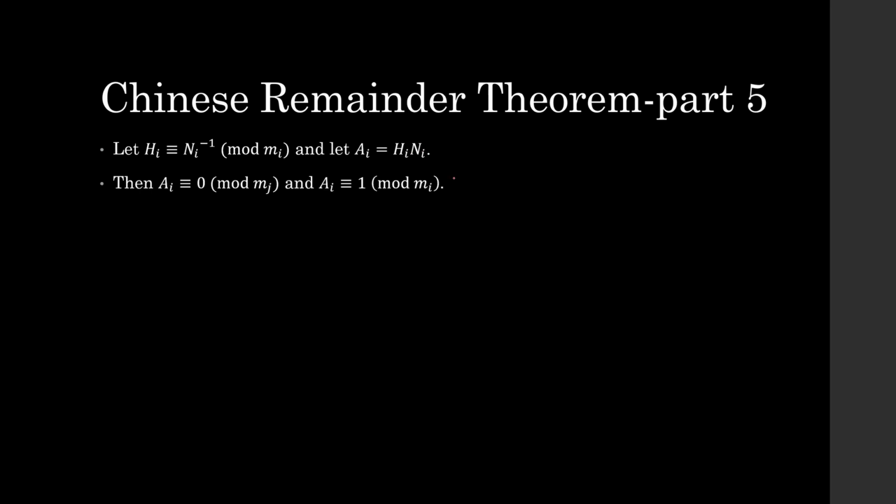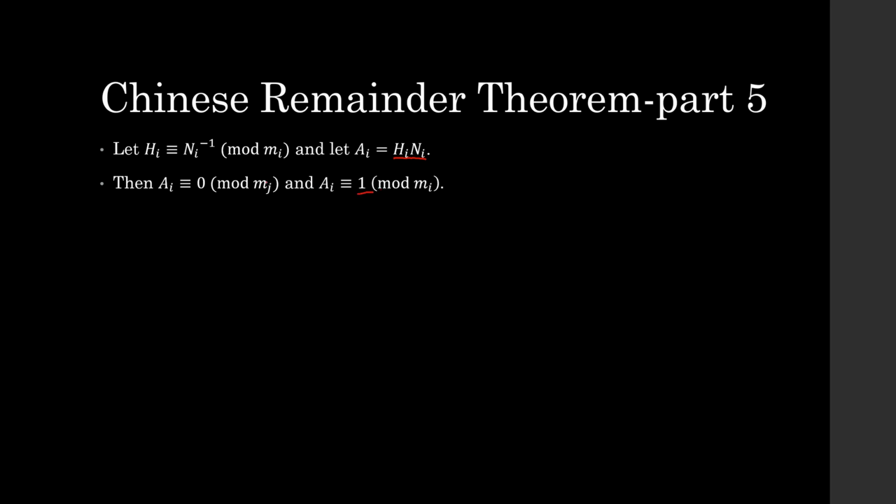So then ai is congruent to 0 mod mj, and ai is congruent to 1 mod mi. Now why is that? Well, mod mi, we've got that these guys multiply to give us the multiplicative inverse, and so by the definition of inverses modulo m, it's going to give us 1, okay? So that's how we get this one.